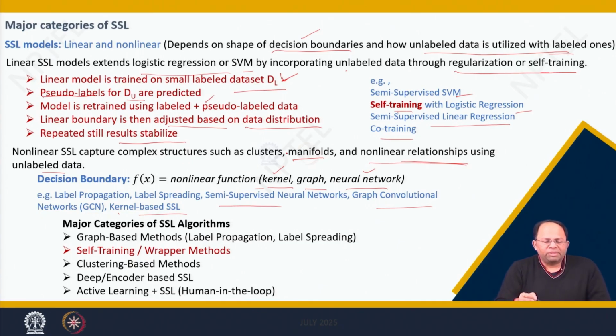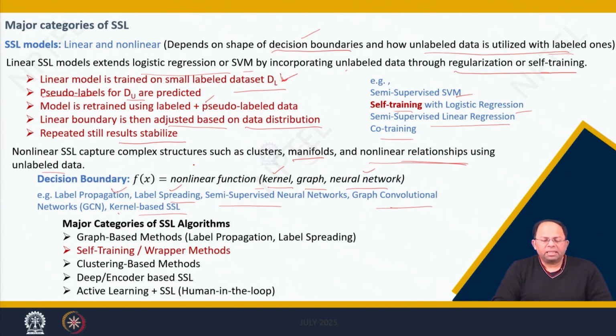Some of these nonlinear SSLs are label propagation and label spreading. These are two very important ones which we have discussed earlier as well. Then semi-supervised neural networks, graph convolution networks, kernel-based SSLs. There are several algorithms, but these two are very popular.